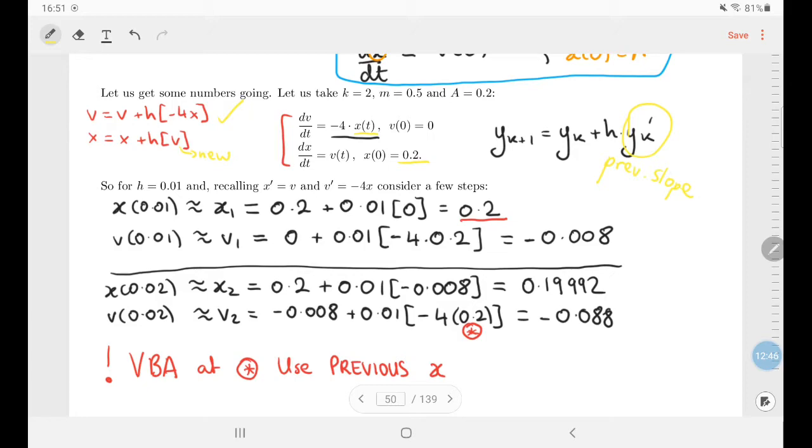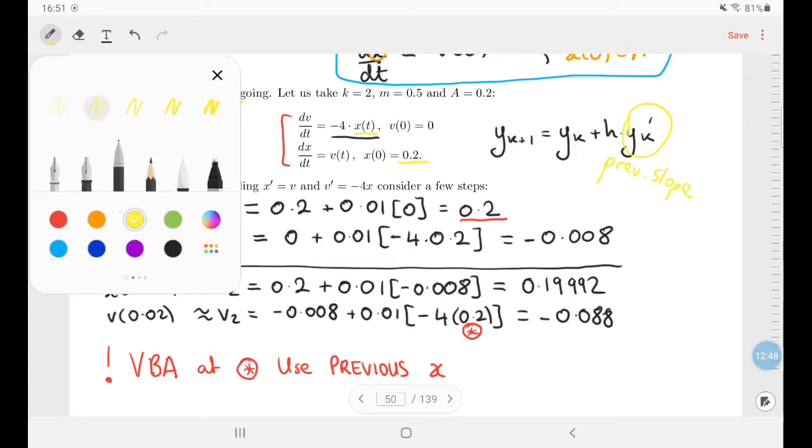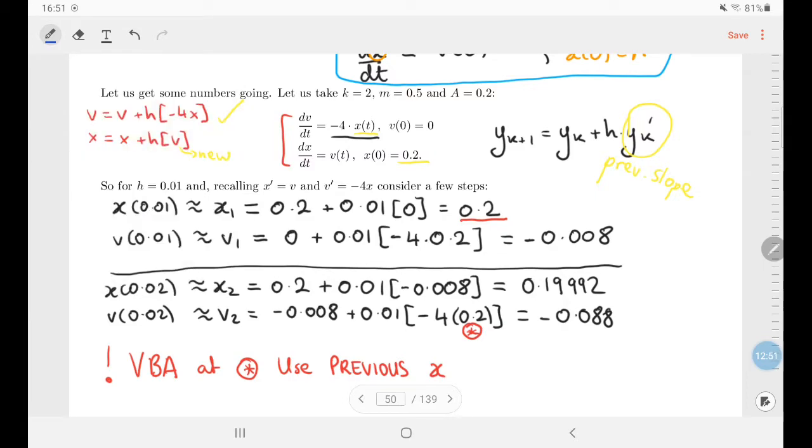So you've got two options. The fix to this problem in VBA is you use, it can be either x old or v old, so you use old variables.